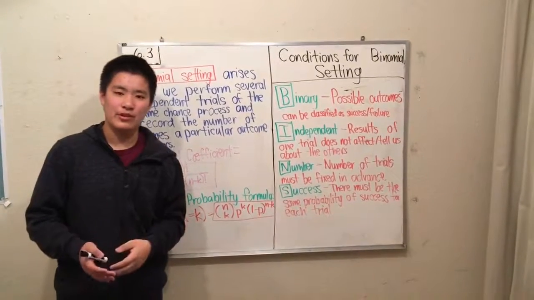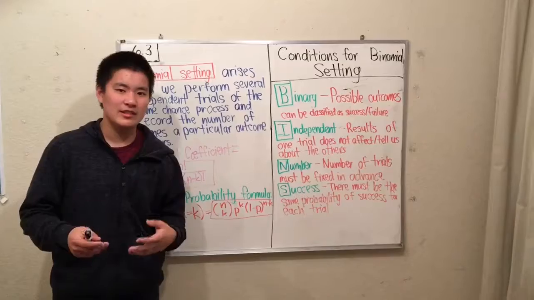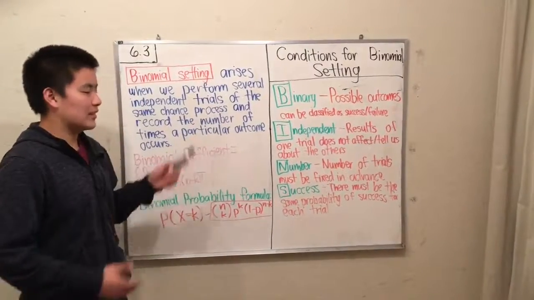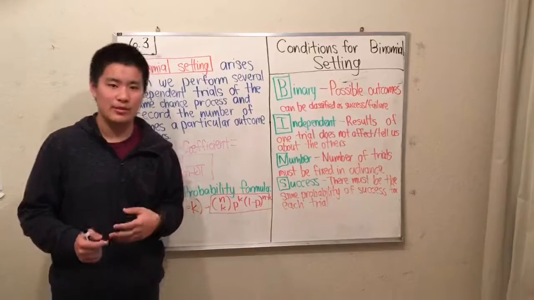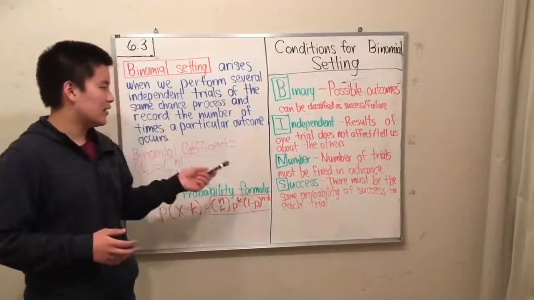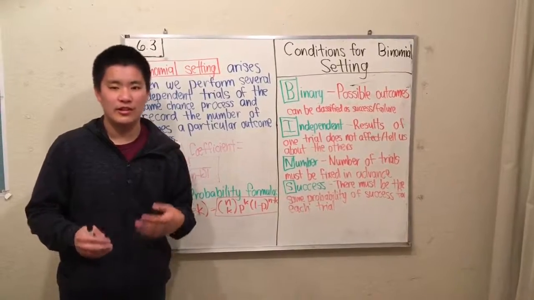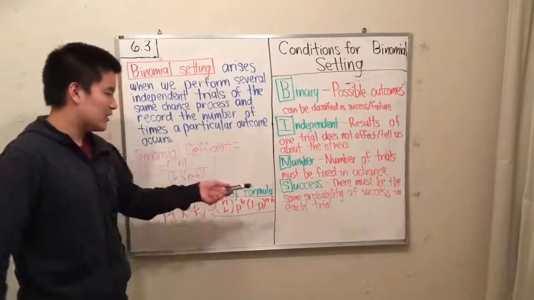For example, if we're flipping a coin and let's say we're checking for heads, then there's a distinct success or failure. I is for independent. That means that the results of one trial can't tell us about the results of another trial. N is for number. The number of trials must be fixed in advance, whether that be 1 trial, 10 trials, or 100 trials.